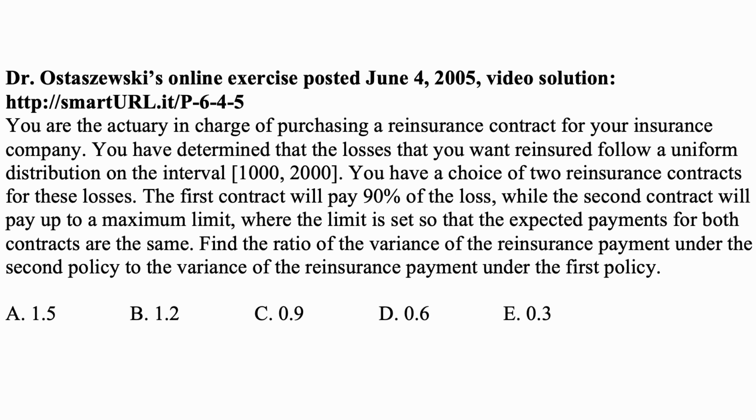Here's a problem for today for exam P on probability. You are the actuary in charge of purchasing a reinsurance contract for your insurance company. You have determined that the losses that you want reinsured follow a uniform distribution on the interval from 1,000 to 2,000. You have a choice of two reinsurance contracts for these losses. The first contract will pay 90% of the loss, while the second contract will pay up to a maximum limit where the limit is set so the expected payments for both contracts are the same. Find the ratio of the variance of the reinsurance payment under the second policy to the variance of the reinsurance payment under the first policy.